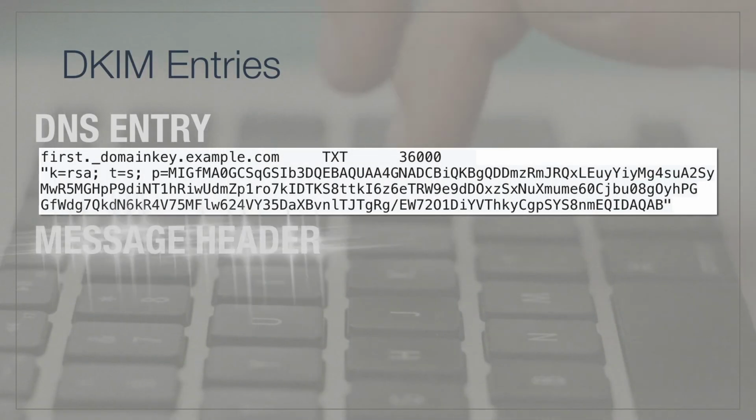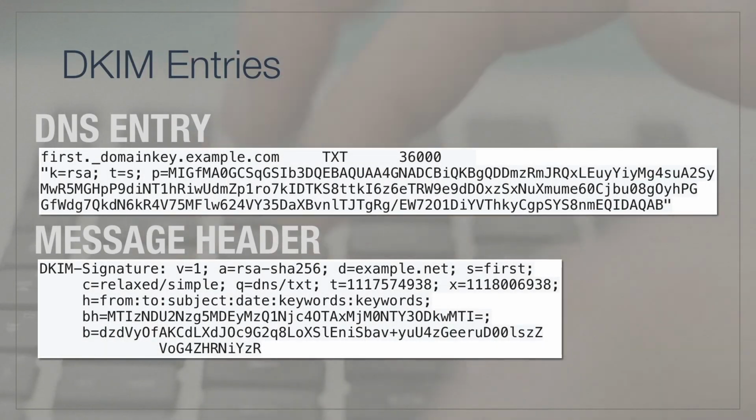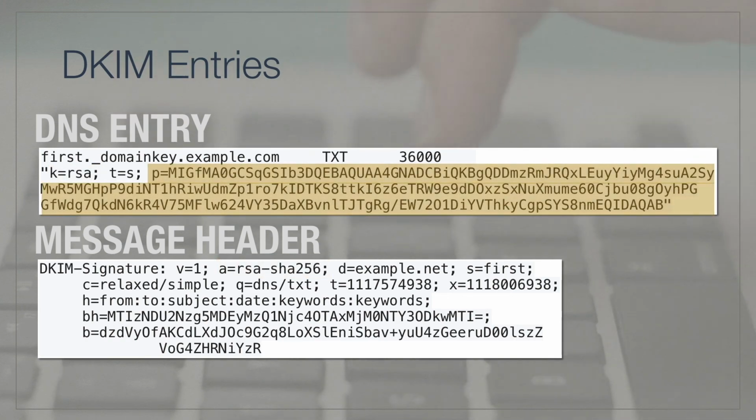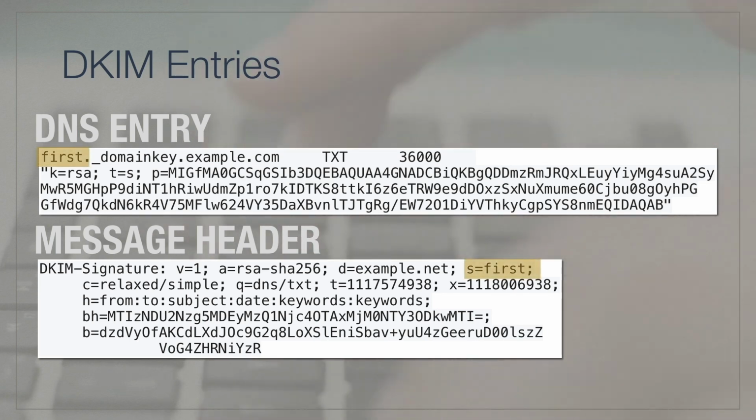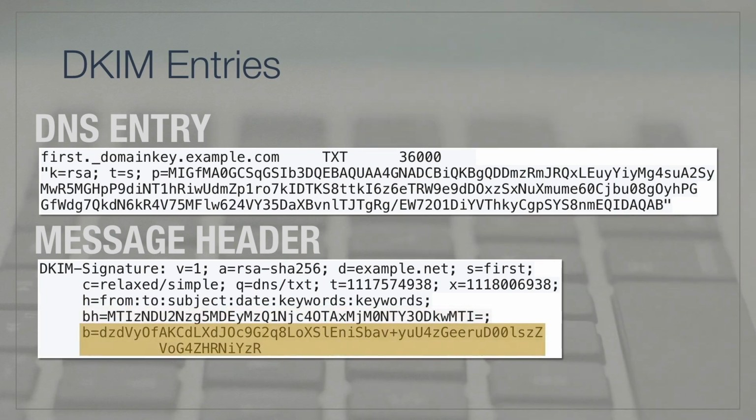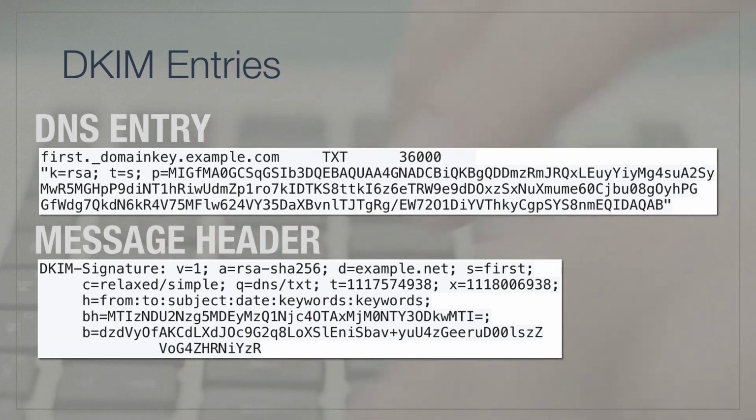This shows the two entries critical to DKIM. The top is the entry in the public DNS server. Using a text record, the domain owner includes the encryption algorithm, the public key, and a selector name. In the message header, the message is signed. The selector tells the receiving server which selector to view in DNS and provides the message hash in ciphertext to be unencrypted in the public key.